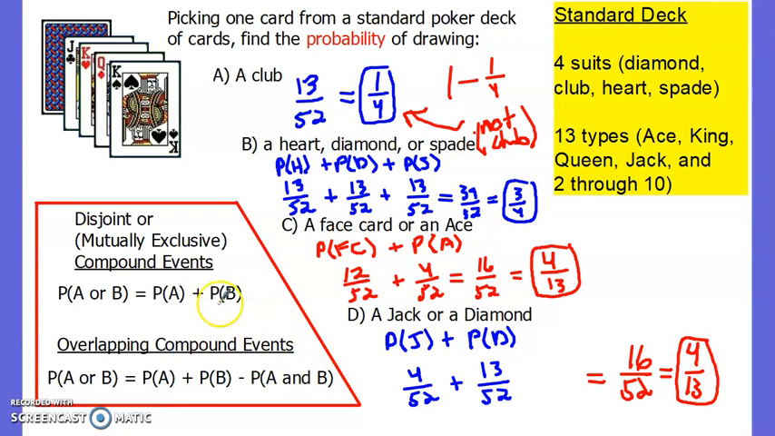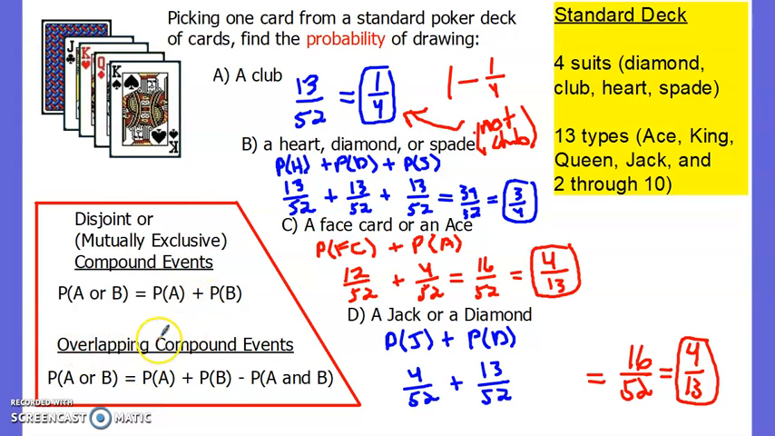What we have to remember is what's called the general rule. If 2 events are what we call mutually exclusive, they can't happen at the same time, such as a face card and an ace, or a heart and a diamond and a spade, then or simply means add. Sometimes your book will call this disjoint: 2 events that can't happen at the same time. So again, you just add up the events, and we're good.